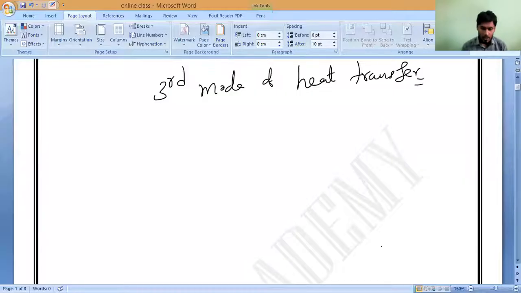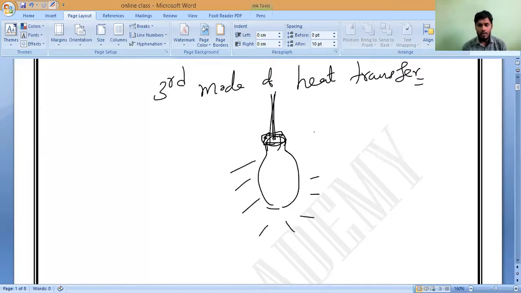Every hot object emits invisible heat rays in all the directions. Do you understand it? For example, let me draw the diagram of a bulb. Is the bulb giving light in only one direction, or in all the directions, if I switch on the bulb? All the directions, sir. Understand? So this is my bulb. If I glow the bulb, it will produce light in all the directions.